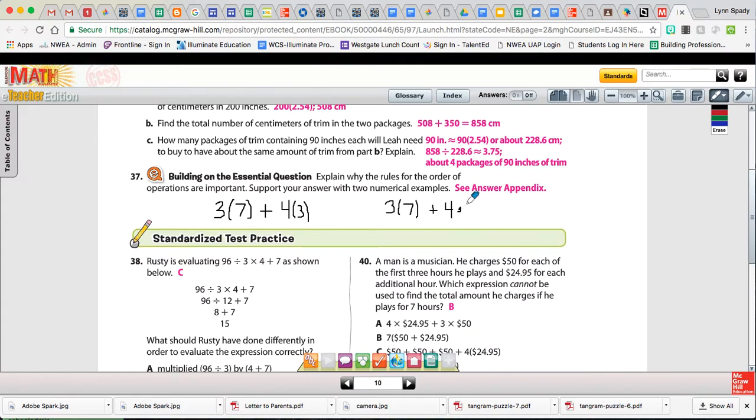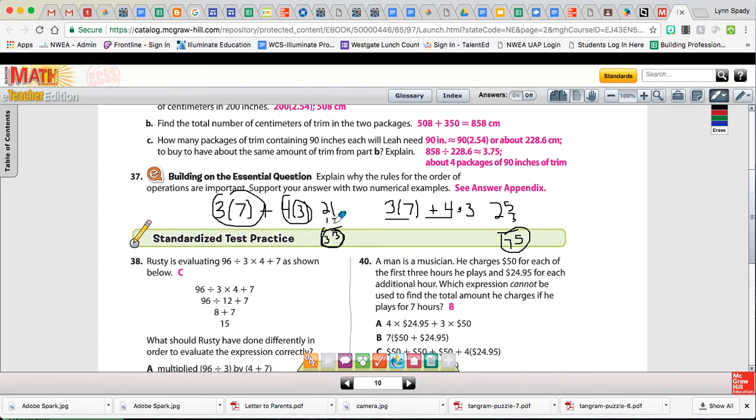So I'm just going to write this down a little bit differently. We know that 3 touchdowns is 21 points, and we know that 4 field goals is worth 12 points. That's a total of 33 points, right? If we didn't follow the order of operations, we'd do something like 3 times 7 is 21, and then 21 plus 4 is 25, and then 25 times 3 is 75 points.